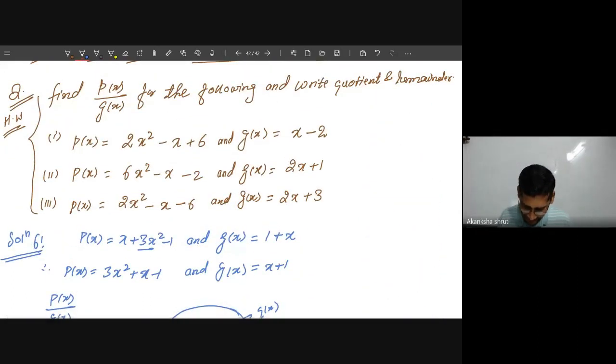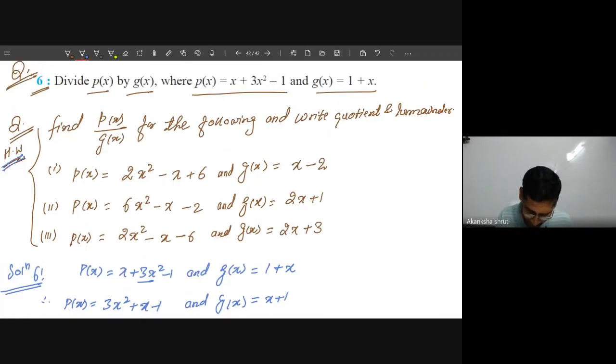First step, see, in the homework that we have given now, all are already in arranged form, so that is not required. So how to divide it? That you please divide and calculate the quotient and the remainder in each case. So please do these 3 questions and let us meet tomorrow.